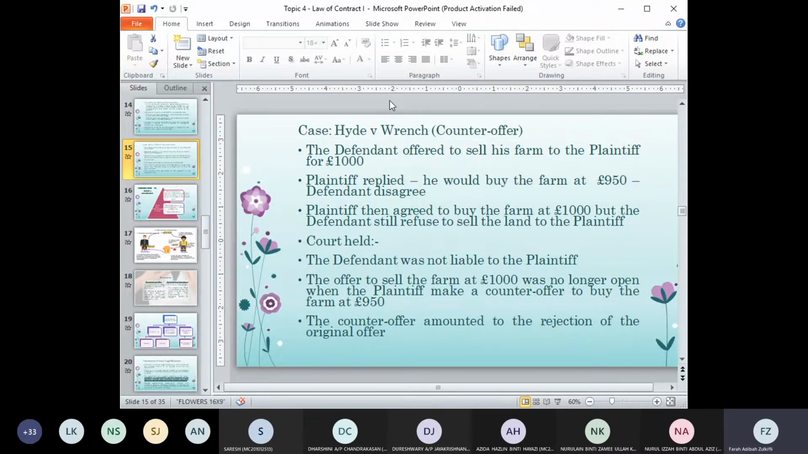So in this case, the court held that once the plaintiff put a counter offer, the defendant has the choice either to accept the counter offer or to reject the counter offer. In this case, the defendant does not want to sell it anymore, so it means that he has rejected the counter offer. Because the offer is to sell for 1,000 pounds sterling. So when you make a counter offer, I want to buy it, but I want to buy it cheaper, if the other party says no, I don't want to sell it to you anymore, you cannot say anything. Because when someone makes a counter offer, then it is your choice either to accept the counter offer or to reject the counter offer.